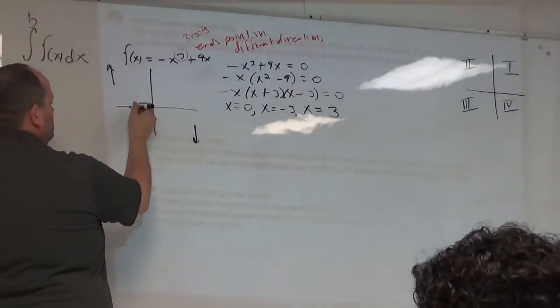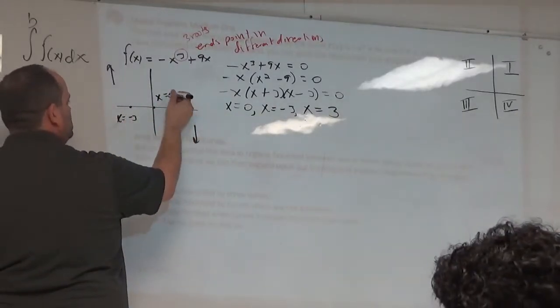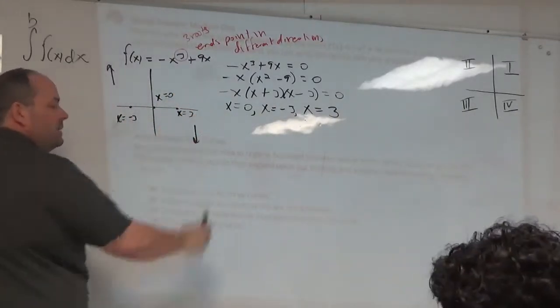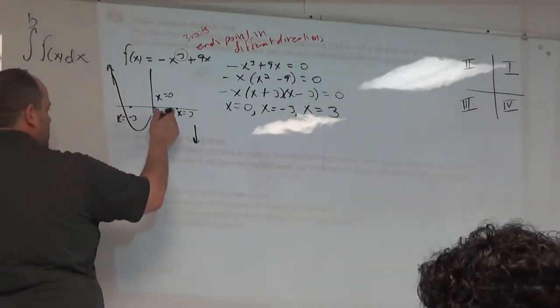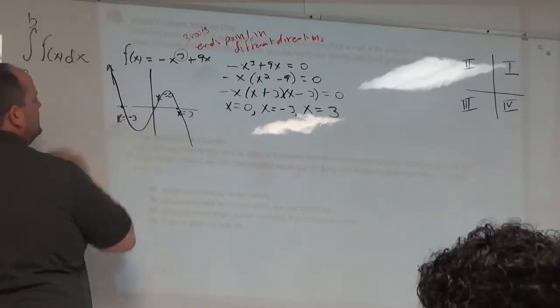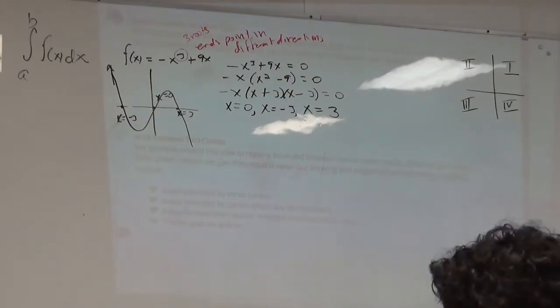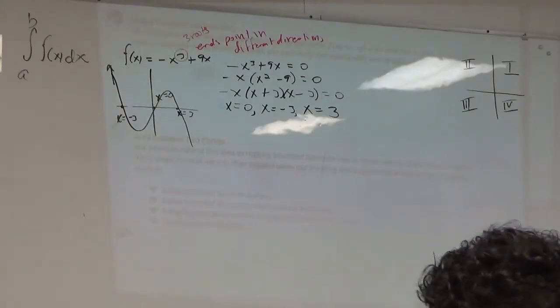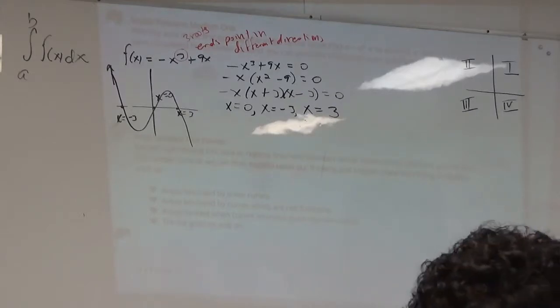I've got a root over here at negative 3, a root over here at 0, and a root over here at 3. My sketch should look something like this. That's what the sketch looks like. Finish it from here. Everything you need is right there at your fingertips.